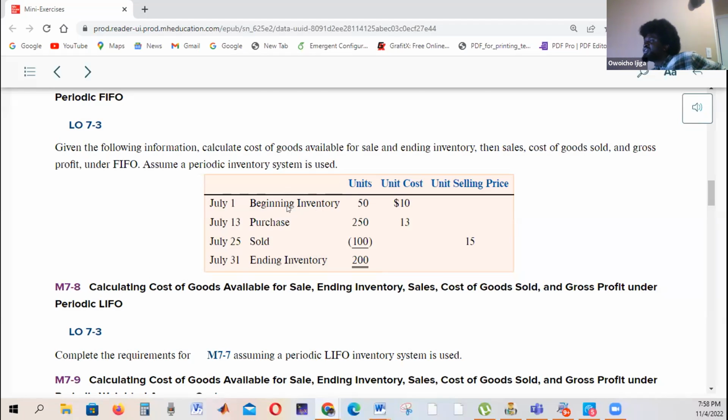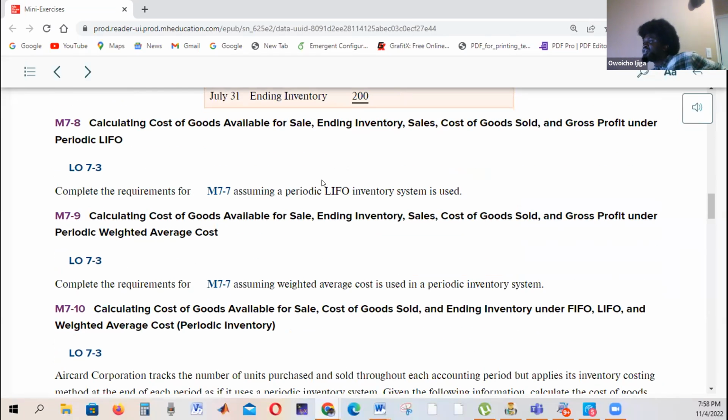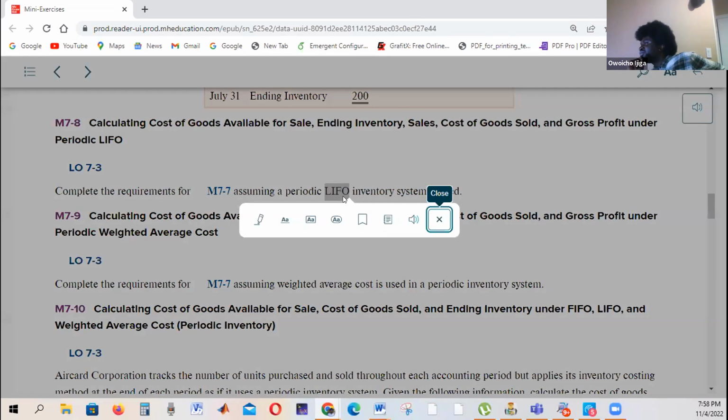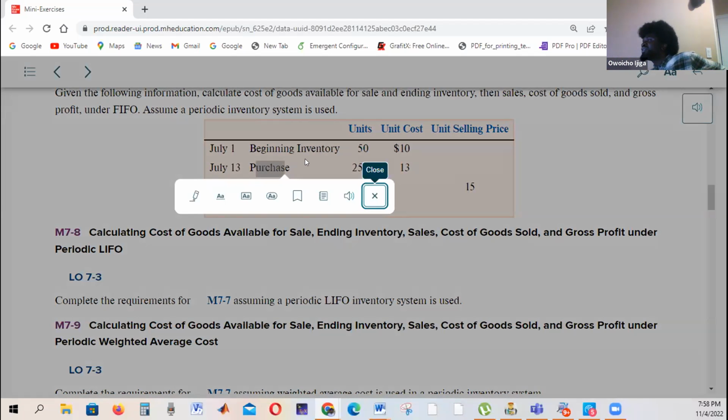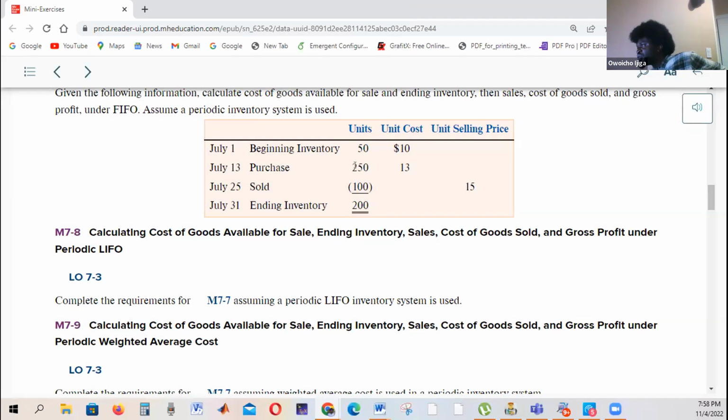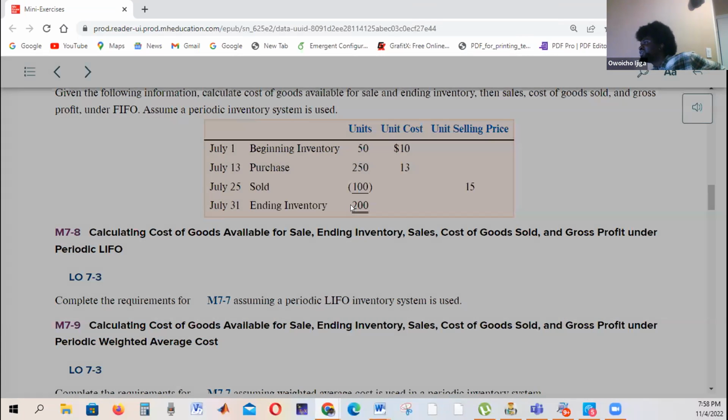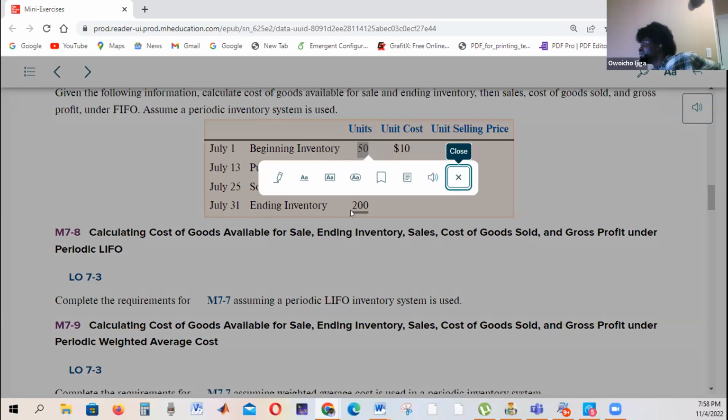But if I'm using the periodic LIFO inventory system, in the periodic LIFO, if I sell 100, that means the last that came in, which is my purchase, will be the first to go out. That means I will sell 100 bottles from this 250, and then I'll be left with 150 of the purchase, and then 50 of beginning inventory, which still makes 200 in total.